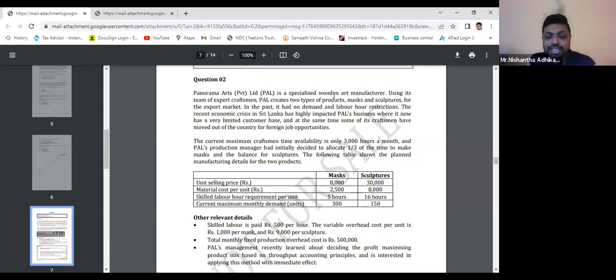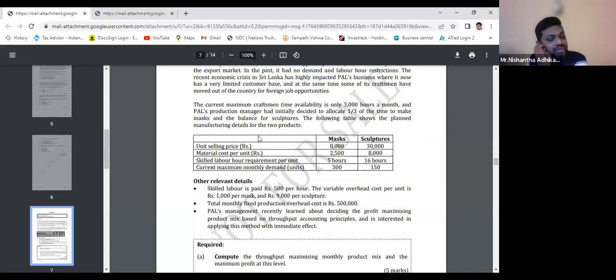Panorama Arts Private Limited is a specialized wooden art manufacturer. Using its team of expert craftsmen, PAL creates two types of product, masks and sculptures, for the export market. In the past, it had no demand or labor hour restrictions. The recent economic crisis in Sri Lanka has highly impacted PAL's business, so it now has a very limited customer base, and at the same time, some of its craftsmen have moved out of the country for foreign job opportunities. It is very common at the moment.